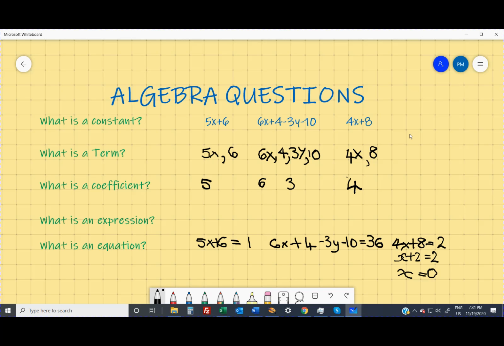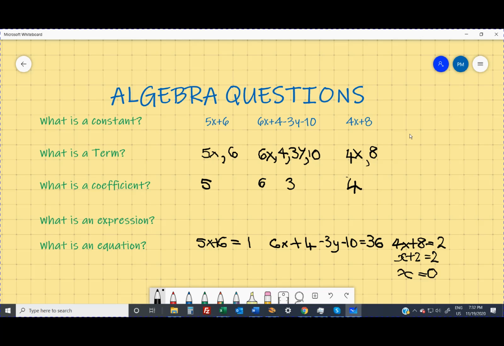So 5x plus 6 equals something, and we've made it equal 1. 6x plus 4 minus 3y minus 10 equals 36. Again, not much we can do with that. But the last one, 4x plus 8 equals 2. And even though this equation is reducible, we reduced it to x plus 2 equals 2, therefore x equals 0.